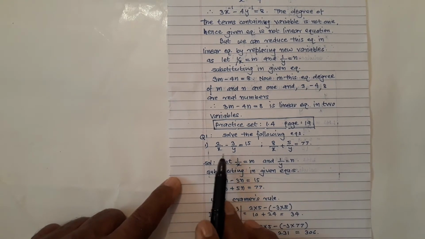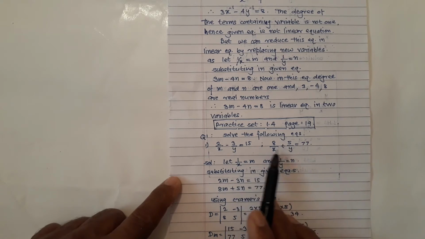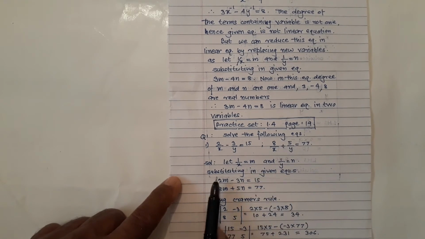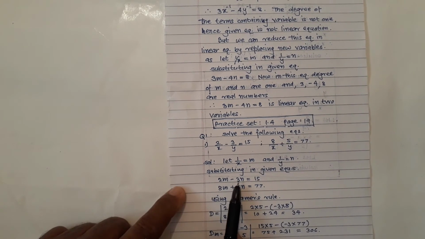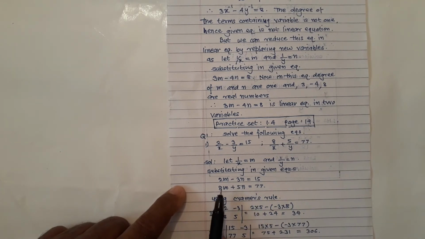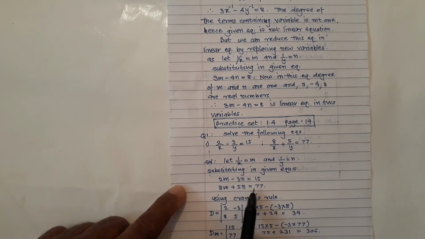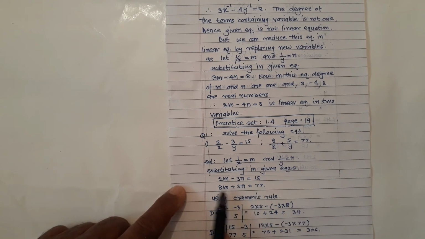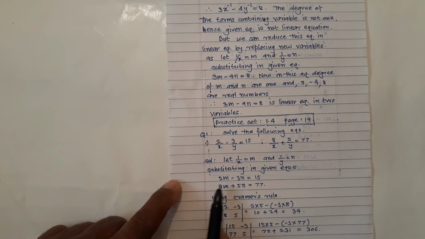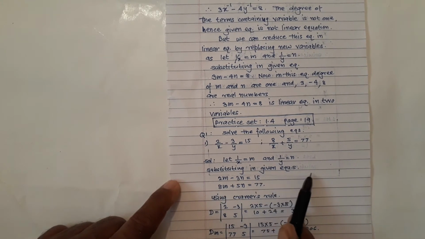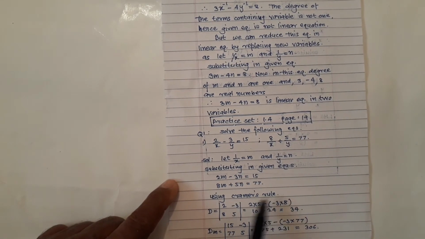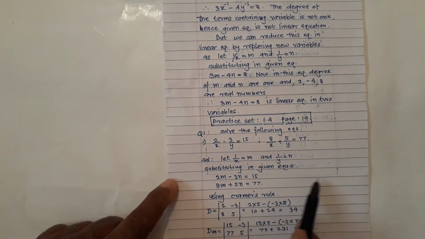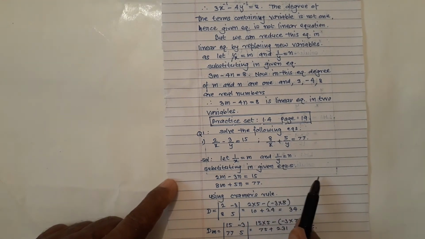Solution. Let 1 upon x is equal to m and 1 upon y is equal to n. Substituting in the given equations, the equations become 2m minus 3n is equal to 15 and 8m plus 5n is equal to 77. Now these two are linear equations in two variables. Now solve these equations by any method. Here I am using Cramer's rule. Okay, you can use the elimination method also, but you cannot use the graphical method.